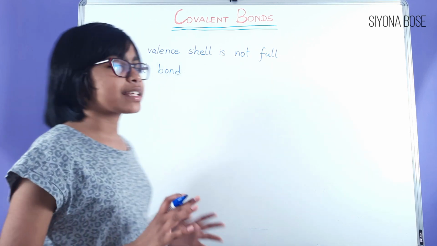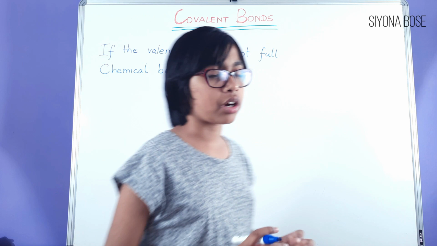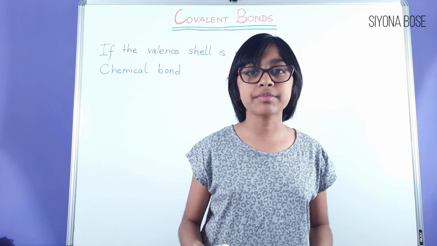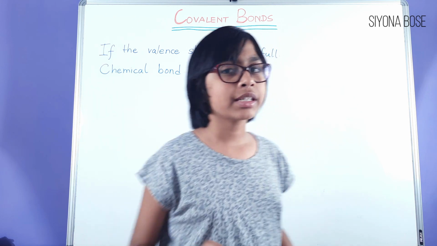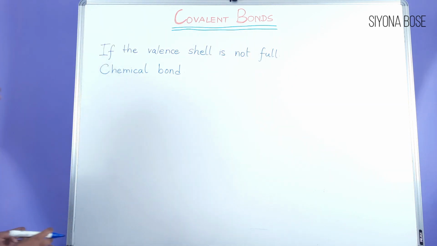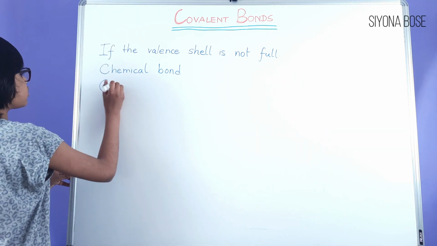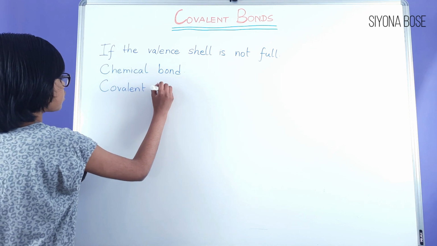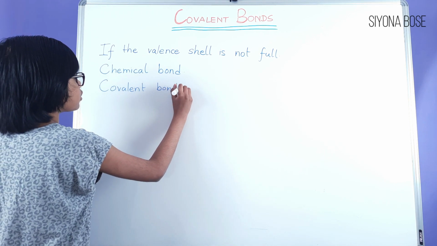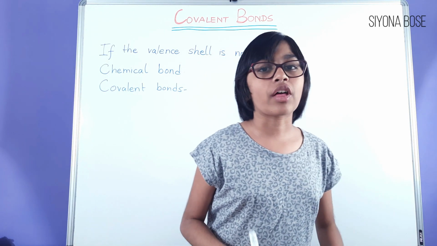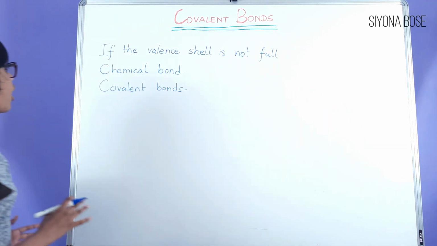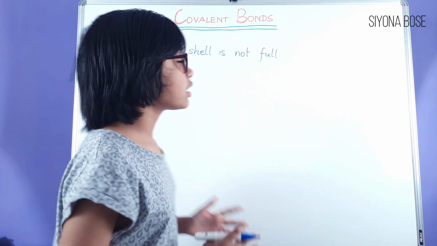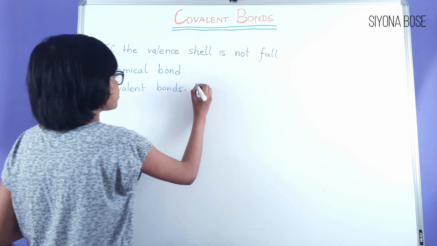A chemical bond is basically the sharing of electrons, mainly in the valence shell, to fulfill the need of both atoms for a complete valence shell. Now we will move on to covalent bonds. Covalent bonds follow the same theory as any chemical bond, that is, the sharing of valence electrons to fulfill the need of a completed valence shell.